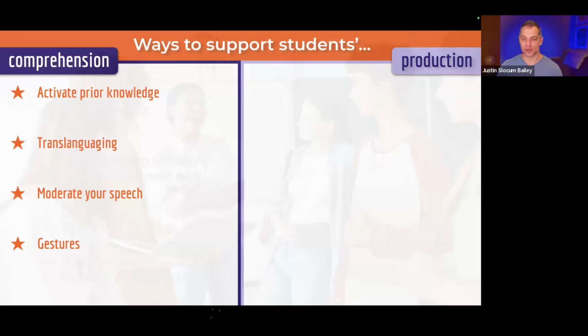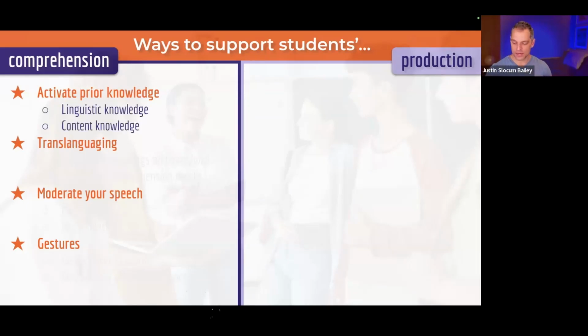Moderating your speech refers to, well, speak more slowly if necessary, and choose your words when you're asking questions and making comments in a way that's suited to those exact students. And last but not least, use gestures. You could also say pictures and other things to clarify what you're talking about.